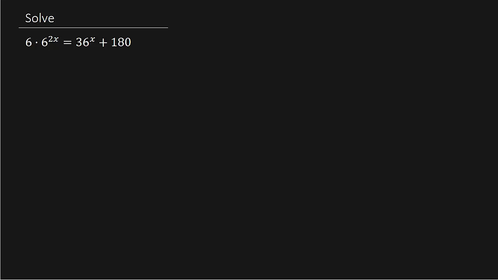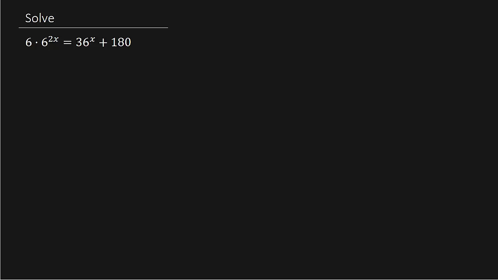We got us an exponential equation here to solve. And remember, whenever you have an exponential equation to solve, you want to get the bases the same and then set the exponents equal to each other. Well, sometimes you can't do that. And if that's the case, you can take the natural log or the log of both sides.